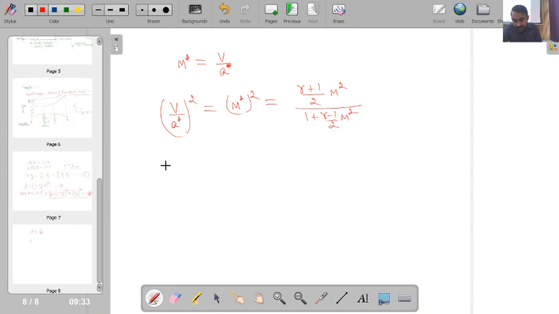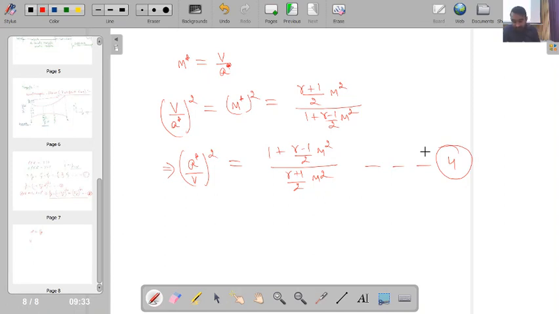So this was the relationship between M and M star while we studied our normal shock waves. Okay, so now from here if I take the reciprocal of this, I will get a star by V whole square. So a star by V whole square will become 1 plus gamma minus 1 by 2 M square divided by gamma plus 1 by 2 M square. Say this is my equation number 4.